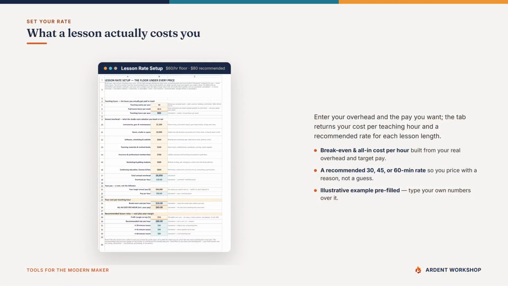It starts with your rate. Enter your overhead and the salary you want to draw, and the Lesson Rate Setup tab works out what an hour of your teaching really costs, plus a recommended price for a 30, 45, or 60-minute lesson. You price with a reason, not a guess.